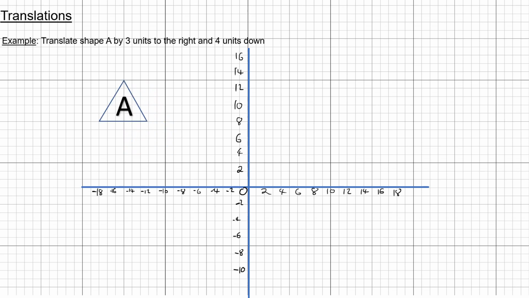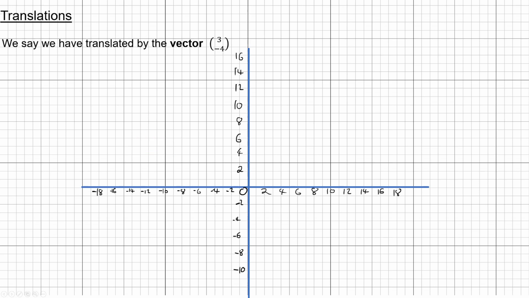I'll just do that again. So we're going 3 units to the right and then 4 units down. And we can see that the shape ends up in the second position here. We've actually translated what we would call the column vector 3, minus 4. So the top number is the x change and the bottom number is the y change. So we could say translate A by the vector 3, minus 4. We would go to the right by 3 and then down by 4.